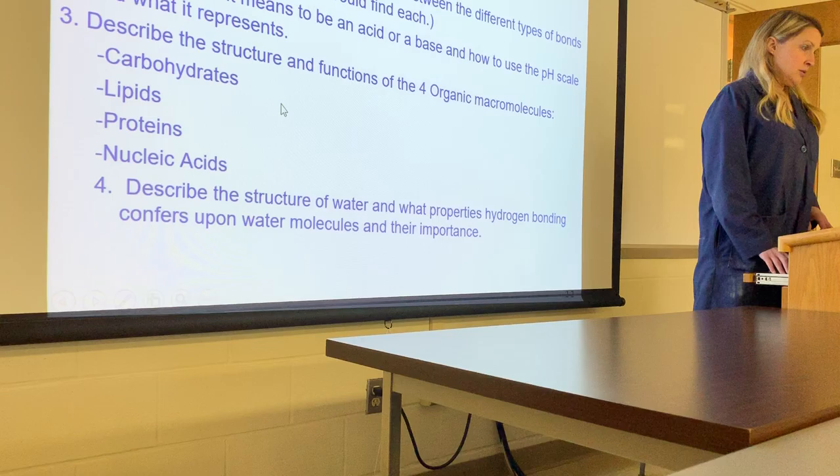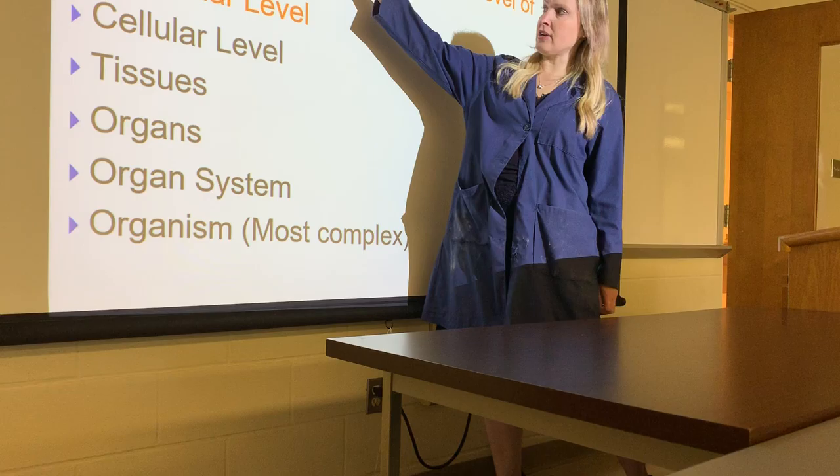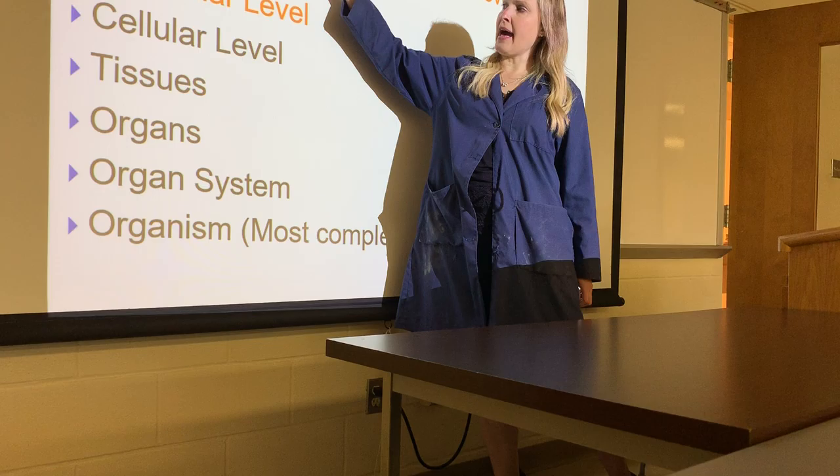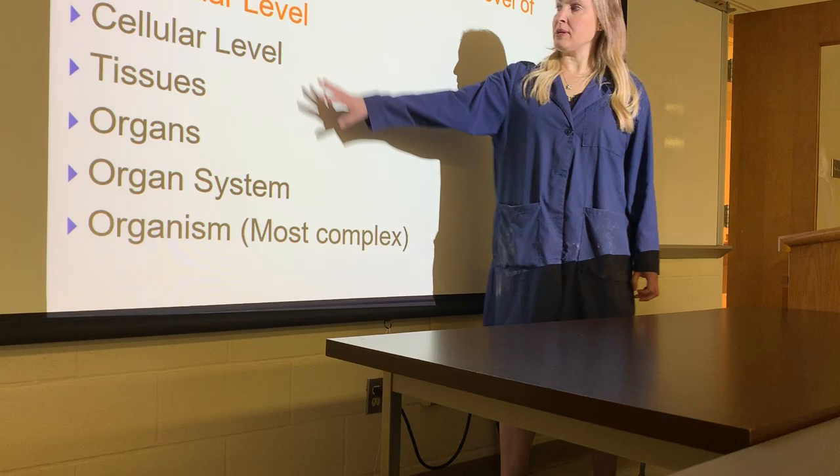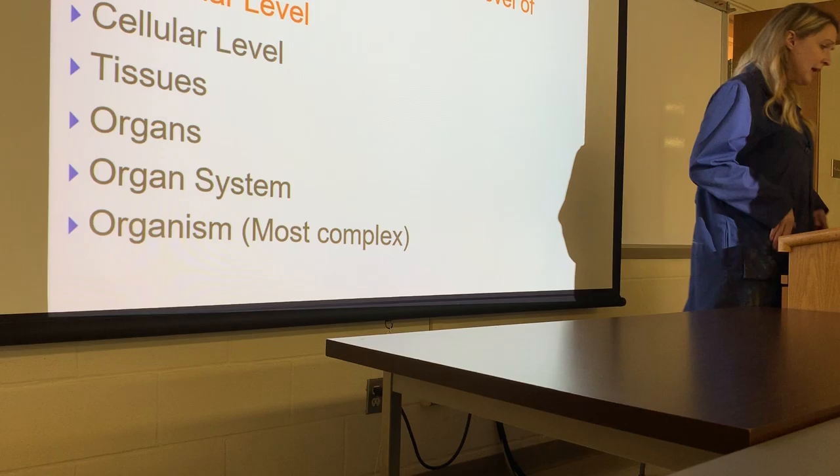So, as I mentioned, in this chapter, we're looking at the simplest level of organization and how these atoms come together to form molecules. And then ultimately, in chapters 3 and 6, we're going to be talking about the cellular level. At the end of chapter 1, we talked about tissues. But after we get through these parts, we'll be getting into the organ systems as we progress through the class.